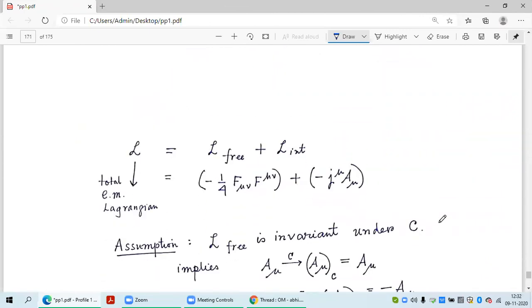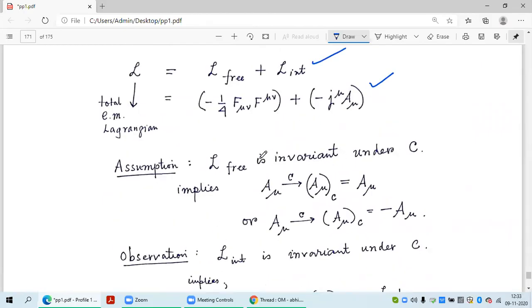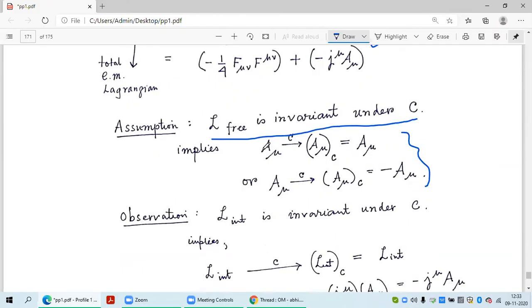Now, let us write the total electromagnetic Lagrangian. Our assumption that the free part is invariant under C gives us two possibilities, A_mu going to A_mu or A_mu going to minus A_mu. Both can be equivalent descriptions of the charge conjugated free electromagnetic field. But observation says that L_int remains L_int. That means if you take the first possibility, then A_mu does not change sign, so this will not change sign.